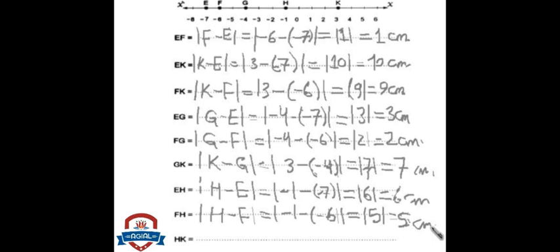The last one is the distance between H and K. By the same way, the distance between H and K equals the absolute value of K minus H. K equals 3 and H equals -1.